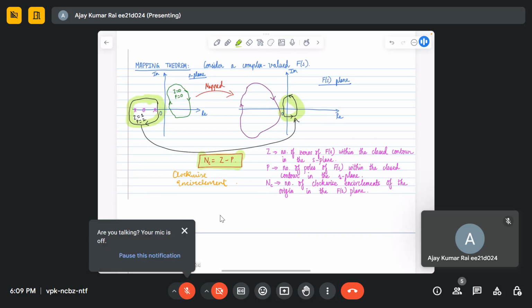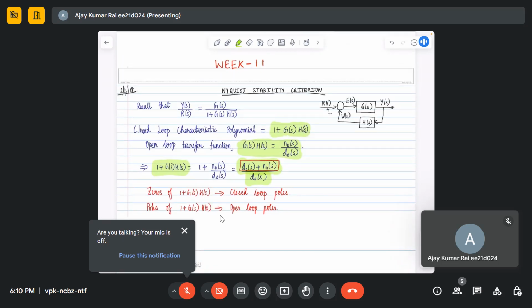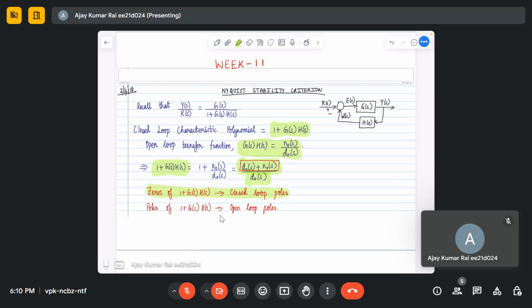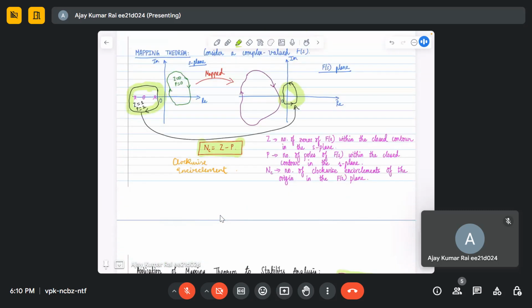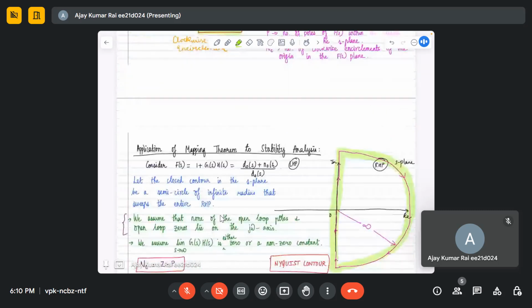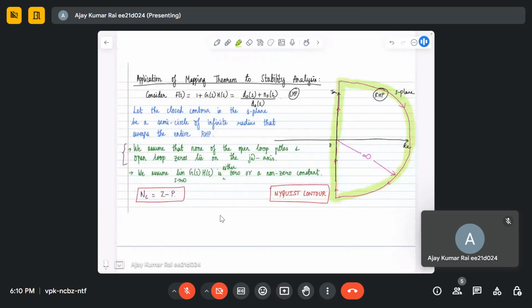That means, if you see N_C equal to Z minus P, what we want is Z equal to 0, right? Because Z is what? Z is the zeros of 1 plus G(s)H(s), which are the closed loop poles. So in this contour, we are looking for zeros, but actually they are the closed loop poles. That's why we want Z to be equal to 0, and that's why we are taking the right half plane.